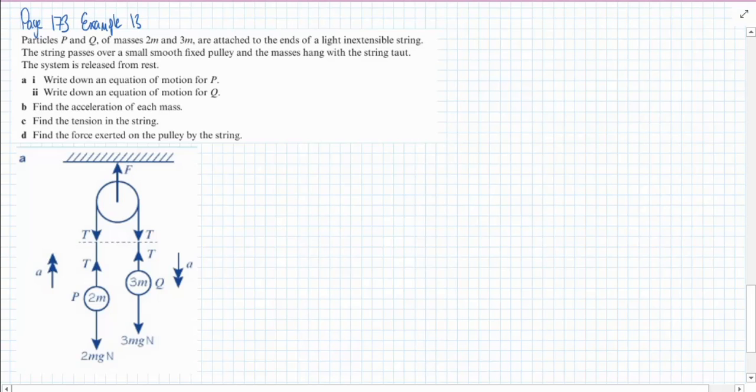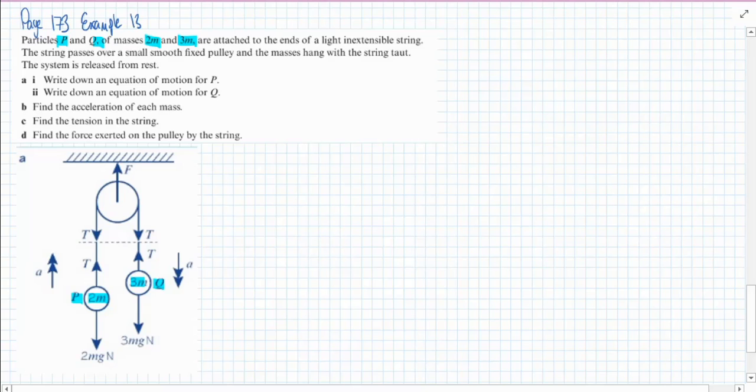This time we've got our pulley system and most of it's set up for us. We've got two particles P and Q. Here's particle P, here's particle Q. They've got masses 2m and 3m. They're attached to the ends of a light inextensible string. The string passes over a small, smooth, fixed pulley and the masses hang with the string taut. The system is released from rest.